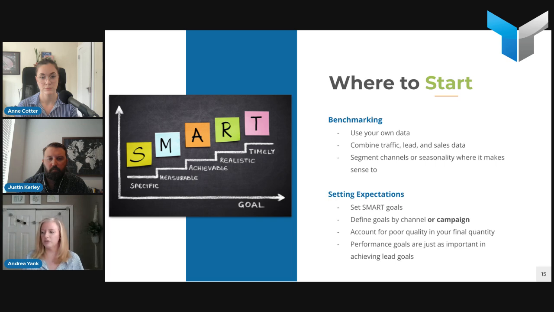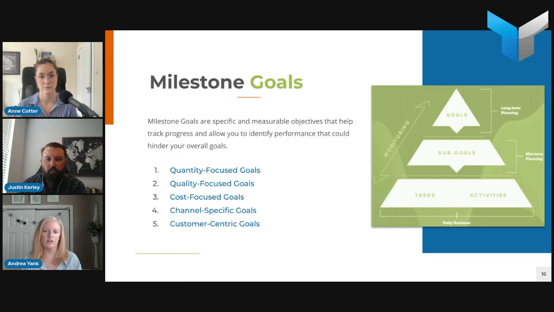And then performance goals are just as important in achieving lead goals, and that brings me into my next slide, which is doing milestone goals, or you might call them sub goals. They're basically specific, measurable objectives that track progress and allow you to identify performance that could hinder your overall goals, or just make sure that you're on the right path. On the flip side of that, you could be seeing we're on the right path. We hit Q1, we hit Q2. We're doing well.